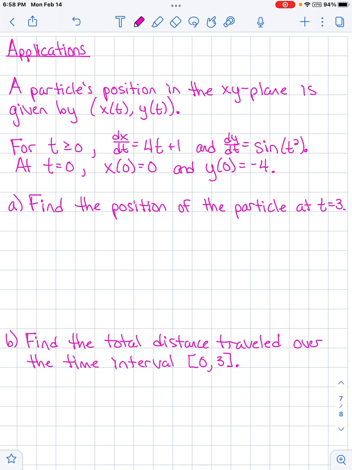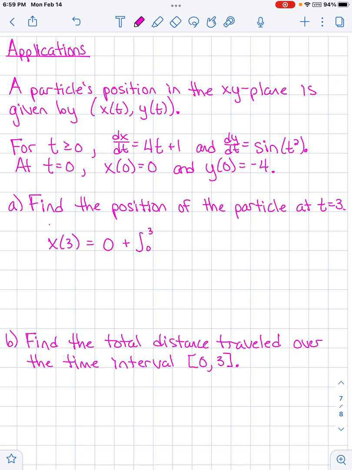Okay, I hope you tried. This one's a little different than the last one in that it's asking us to find the position of the particle at t equals 3. So what we need to know then is the original position. So we have the derivative. Hold on, let me just write it this way. So we're saying, what is x of 3 going to be equal to? Well, when t equals 0, we started at an x value of 0.